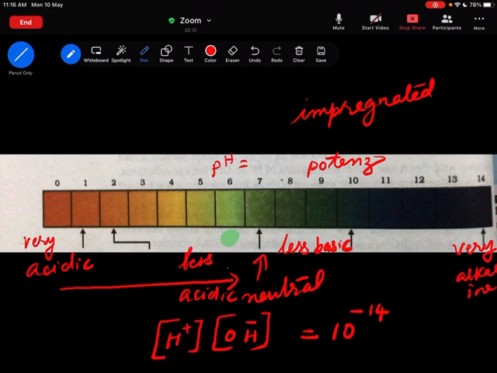It means you dip that paper in that universal indicator solution, and you will be getting the pH paper.